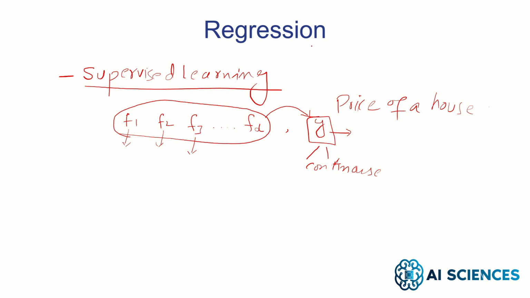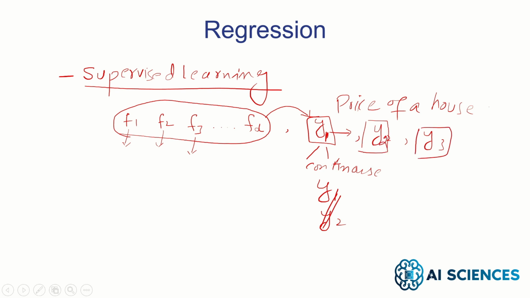So the supervised learning problems in which your target is not categorical but rather a continuous value, that generally is called regression. And the target may not be just a single value. You may have multiple targets, for example y1, y2, y3. You may want to predict those.